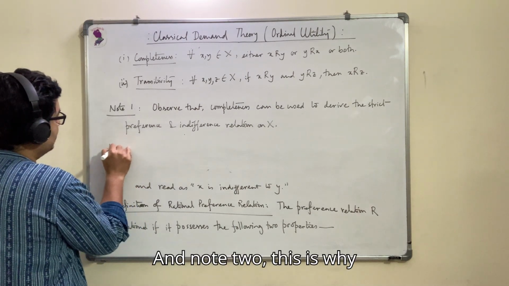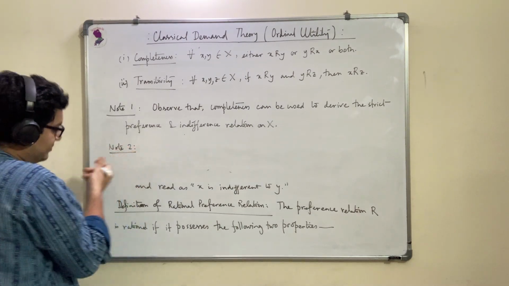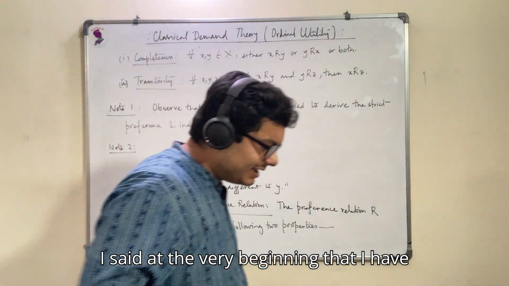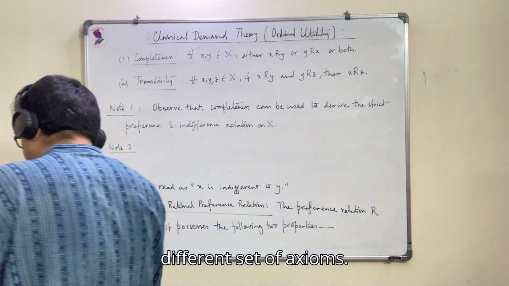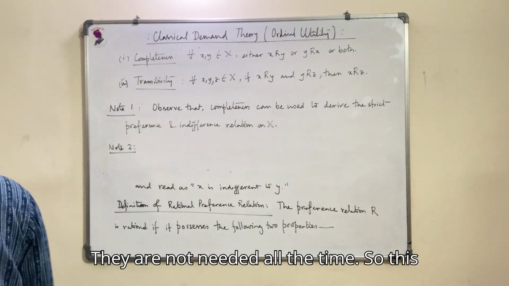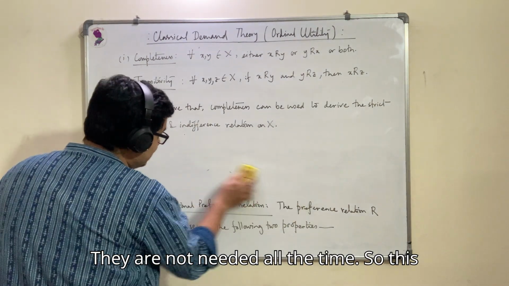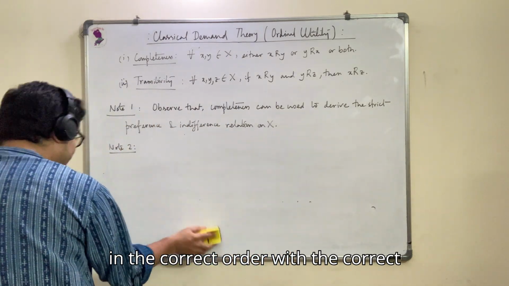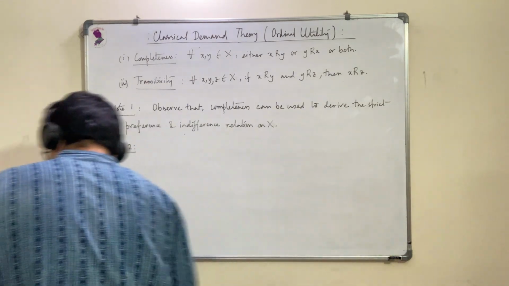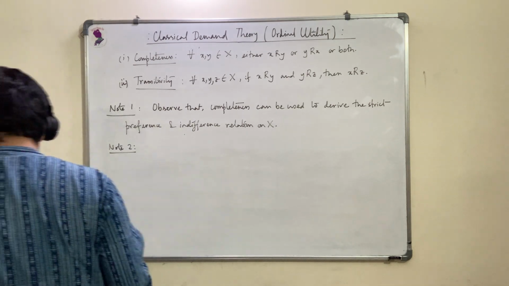And note 2, this is why I said at the very beginning that I have seen many books coming with many different sets of axioms. But they are not needed all the time. So this is, as I said, the correct set of axioms in the correct order with the correct language.